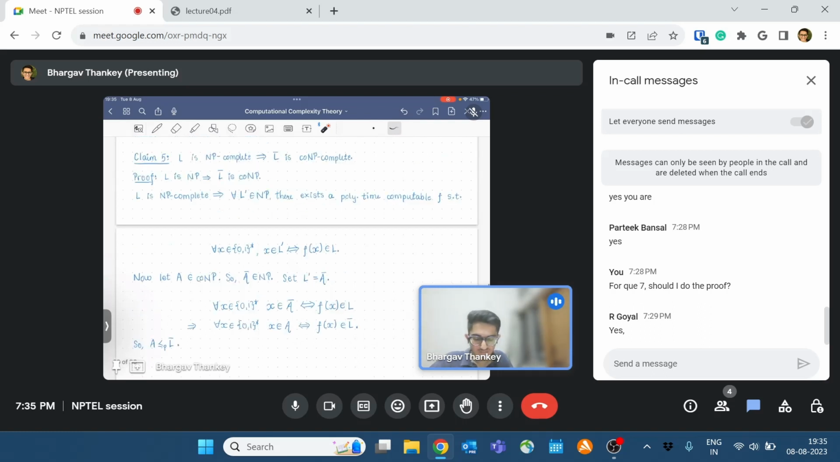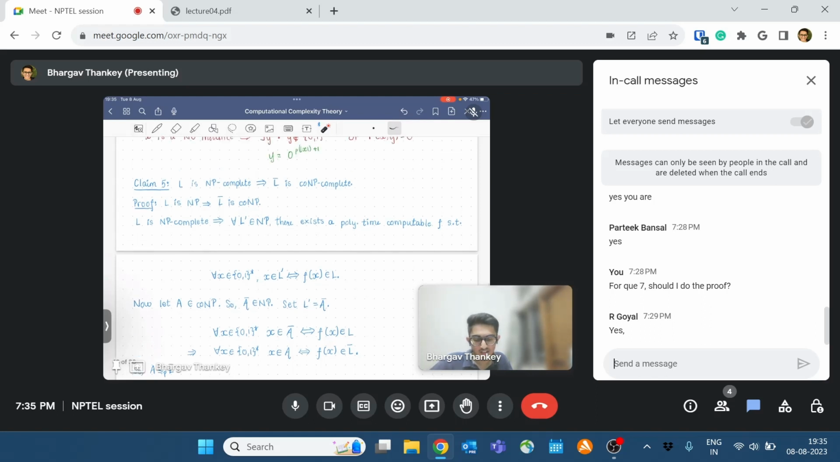Okay, but forget about that. Is this reduction, this proof, clear? Yes, this is clear, till here it is clear. So now all we need to do is put SAT instead of L, and we are done for part B.